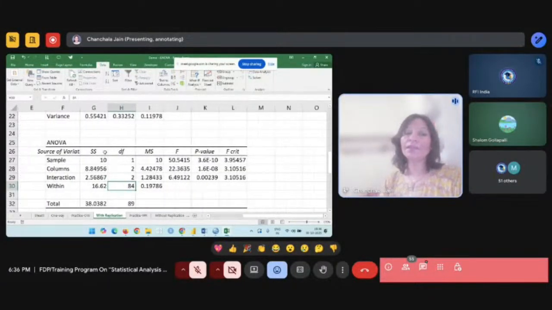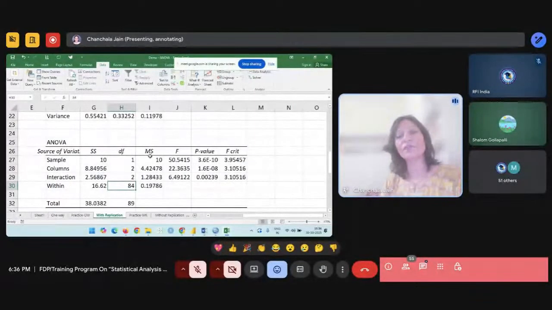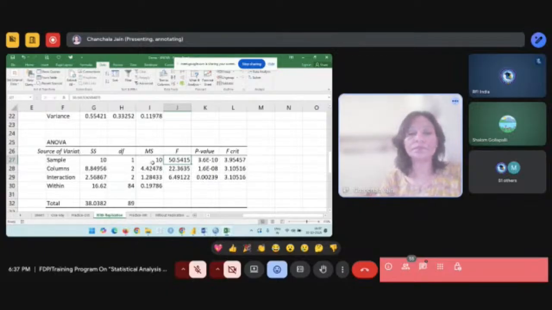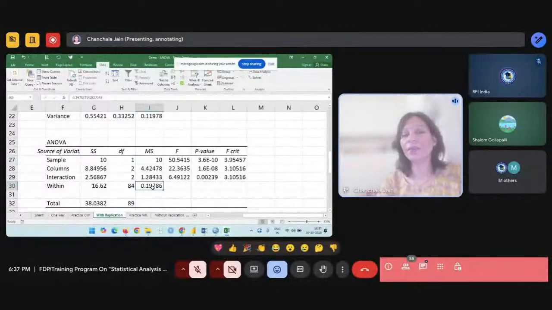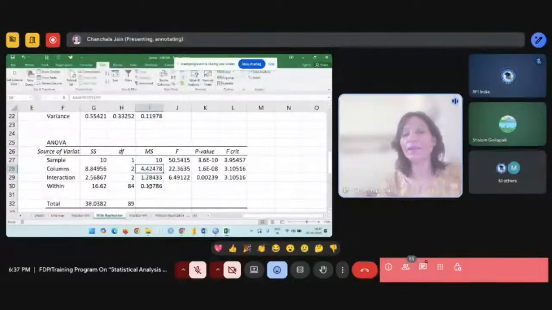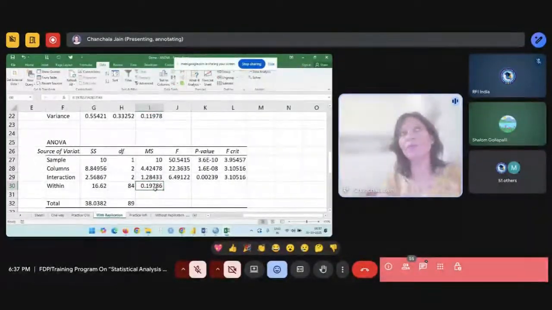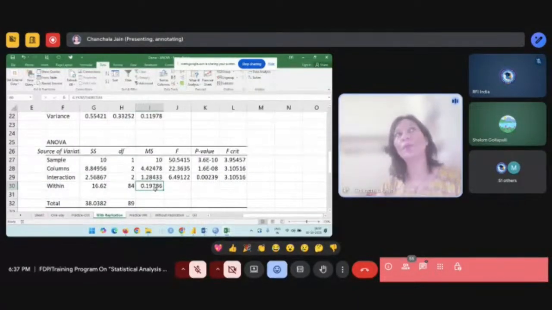Mean sum of square is the division of your SS by the degrees of freedom, which will give you the mean sum of square. Coming to the F value, you need to divide like 10 divided by 0.9178. Similarly, 4 divided by 0.91786, and similarly 1.28 divided by 0.19786. That means within will always come in the denominator, and that way you will get the F value. Then P values are listed here.